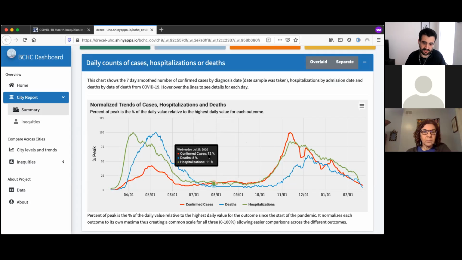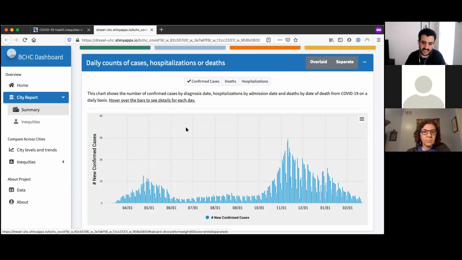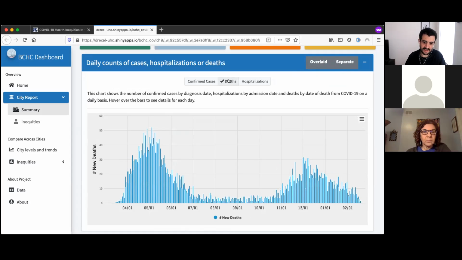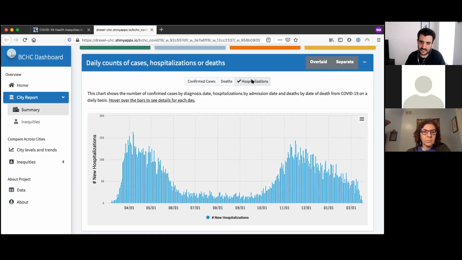So in this case, for example, in Chicago, we show how hospitalizations, cases, and deaths have varied over time with respect to each other. But we can also see them separately. Instead of seeing them as an overlay, you can also click here and see how cases have evolved over time, how deaths have evolved over time, and how hospitalizations have evolved over time.